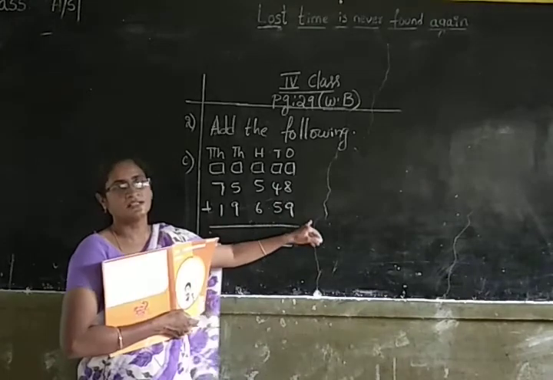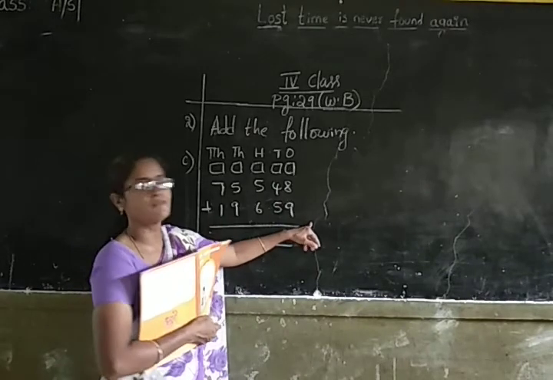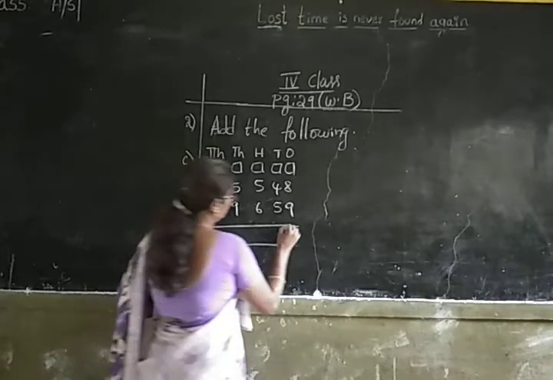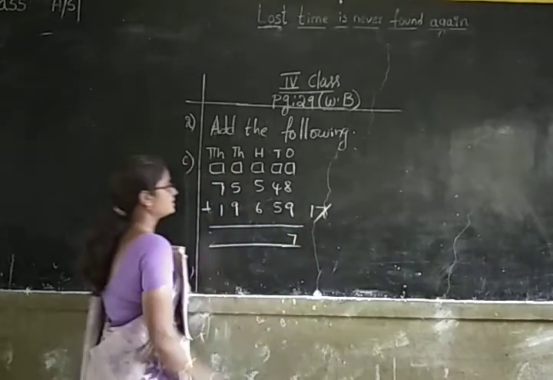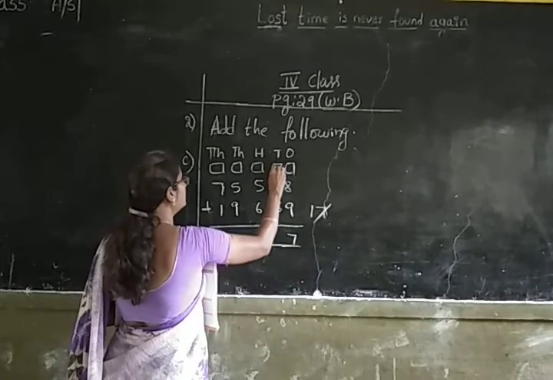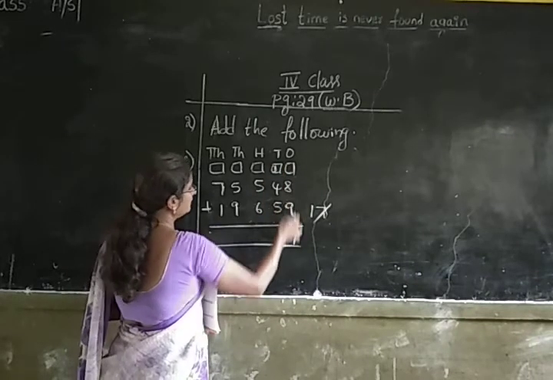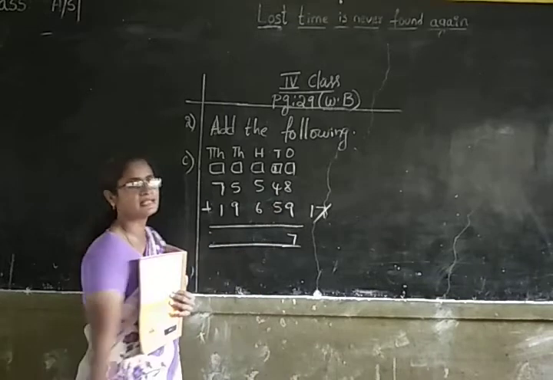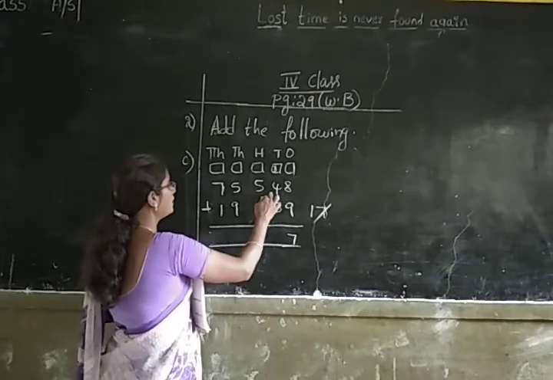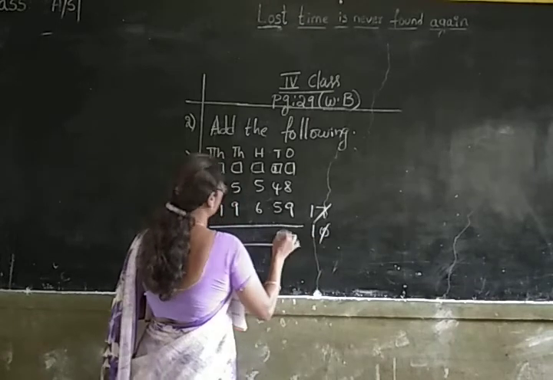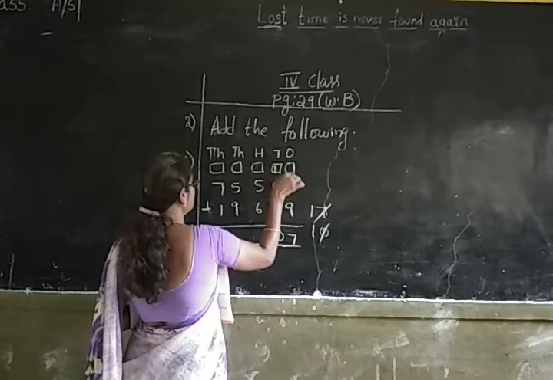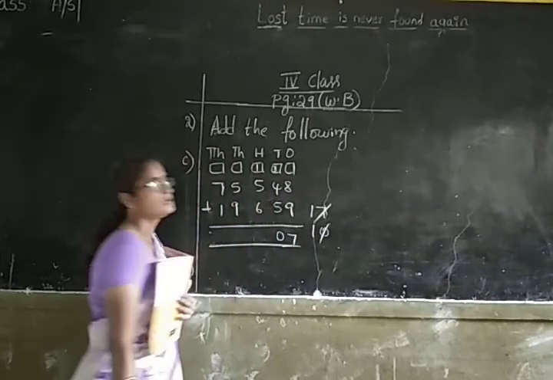You have to start adding the numbers from ones place. Okay, 8 plus 9 is how much? 17. Put 7 in ones place and carry away 1 to the tens place. After adding the numbers in ones place, you have to add the numbers in tens place. 5 plus 4 is 9 and 9 plus 1 is 10. So put 0 in tens place and carry away 1 to the hundreds place.